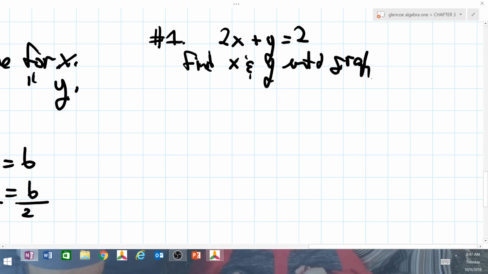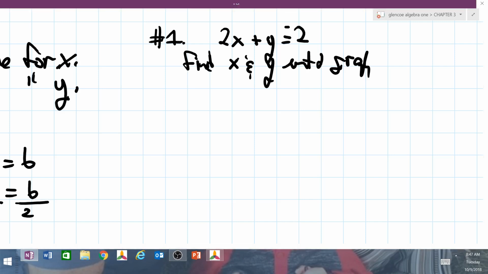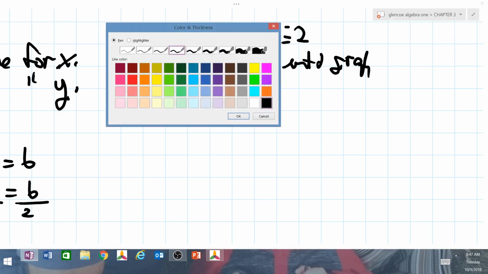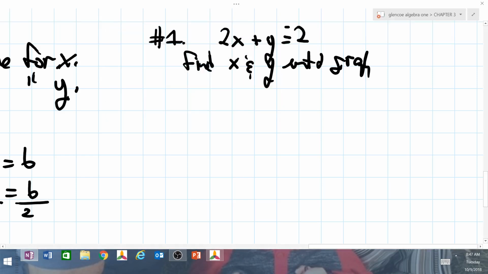Yes? We're doing number 1, correct? Yes, we are. For the equation it says -2. There we go. Now it's a negative. Thank you. So find the x-intercept, find the y-intercept, make the graph.